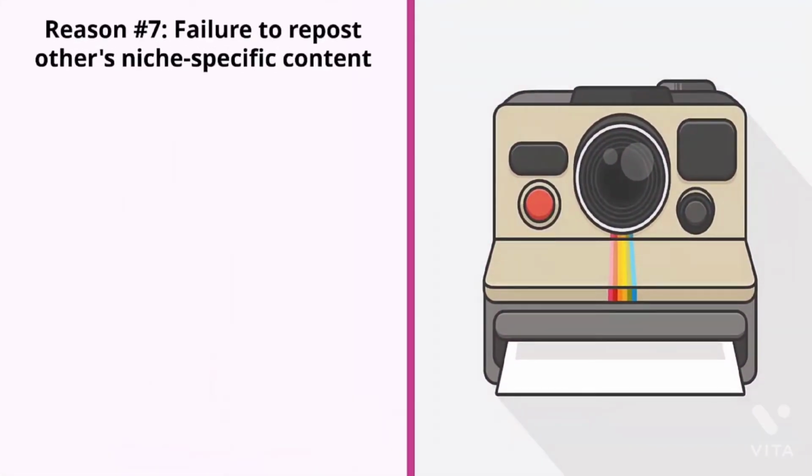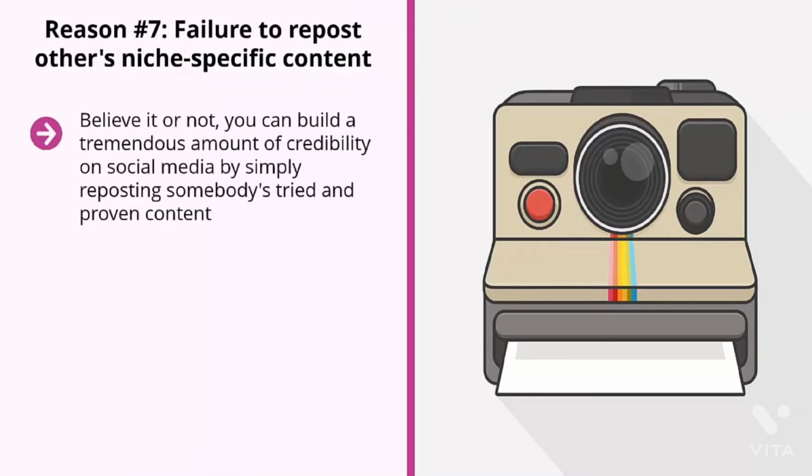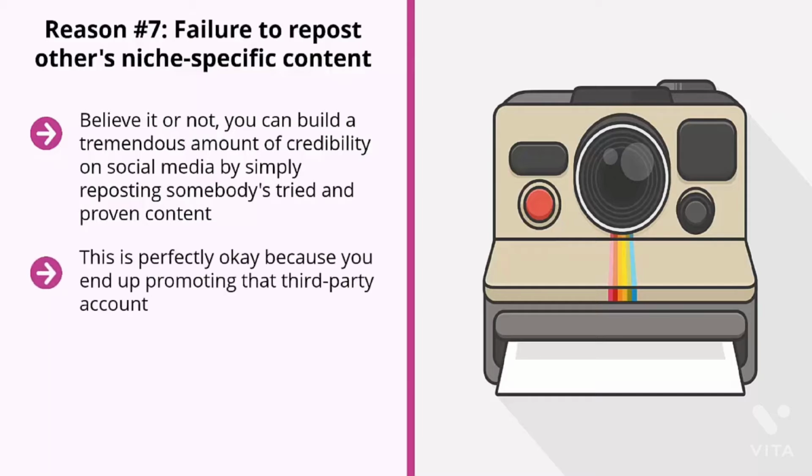Reason number 7, failure to repost others' niche-specific content. Believe it or not, you can build a tremendous amount of credibility on social media by simply reposting somebody's tried and proven content. In other words, if somebody posted content that got a lot of likes, engagement, comments, and what have you, you can repost that and recreate some of that engagement on your account. This is perfectly okay because you end up promoting that third-party account. You create a win-win situation. You build up your own credibility within your niche, and you drive attention to that brand.